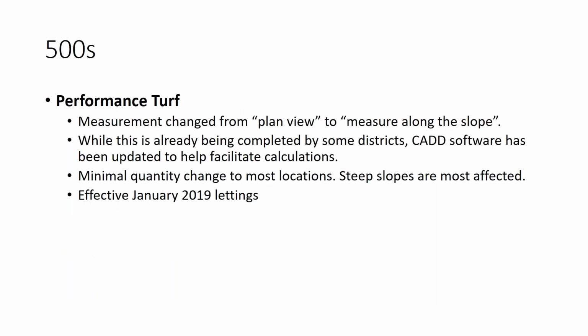Performance turf. This is one that we did change in 2018 that's effective with our January 2019 lettings, if not implemented earlier. And while we're still paying per area, we wanted to change that from the plan view to the area measured along the slope. This does not significantly change the quantity for most locations, but if you do happen to have a steep slope, perhaps along an overpass, those quantities might be affected in a more significant way. But please look at the CADD tools that are available to help you to get those corrections so that the quantities are along the slope.